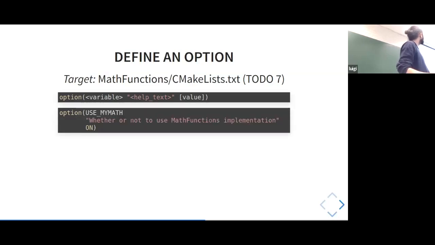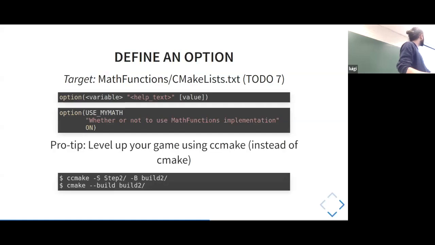To define options, like defining a variable, it's this syntax. In this step, we define use my math, a simple option that tells CMake whether or not you want to use your own library or rely on the standard library. You can set that in the terminal before compiling, and this happens during the generation of the build. So that's the first line of the last box of code.